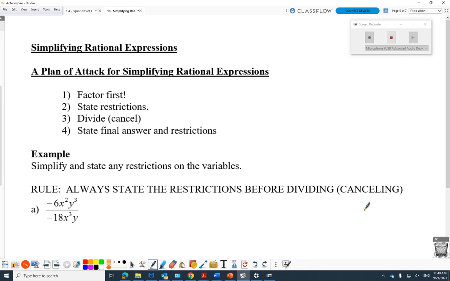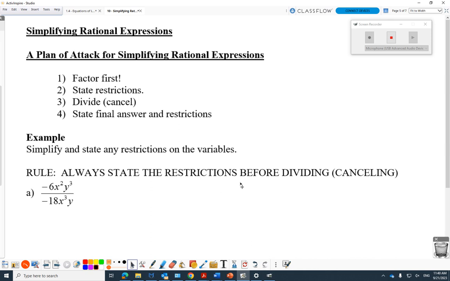Make sure you copy all this down. Simplifying rational expressions. Here's our plan of attack to simplify rational expressions. First, factor. Oh, that's why we had to factor. The only way we're going to know what the restrictions are and what we can cancel is to factor first. So actually, I'm going to put a red exclamation mark after that. I'm not going to highlight it. I'm like, hey, factor first. Go through those steps to factor.